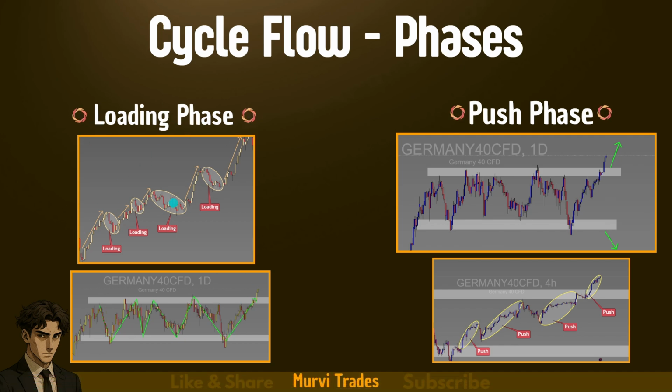And in an uptrend, for example, the loading phase is the pullback. We have a pullback, loading phase, then push, loading phase, then push, loading phase, then push, loading phase, and then push. The same thing in a downtrend, okay? It will push to the downside, then it will pull back, it will again push, and then loading, push, loading, push. So this is where I want to be in, okay?